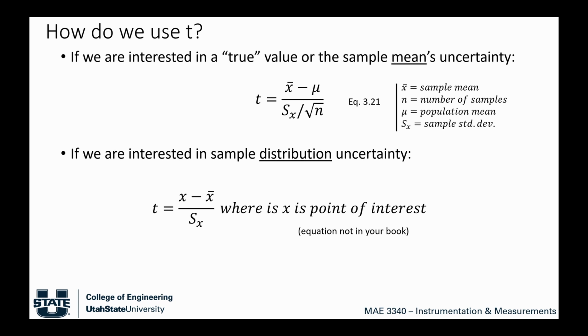The larger the sample size and the more samples we take, the more it represents a Gaussian distribution, even though the original distribution is not Gaussian. So if we're interested in the sample distribution, here is what we have, where X is the point of interest. This equation is not in the book. This is essentially the z-score equation that we've looked at before, and we've replaced the z with the t.